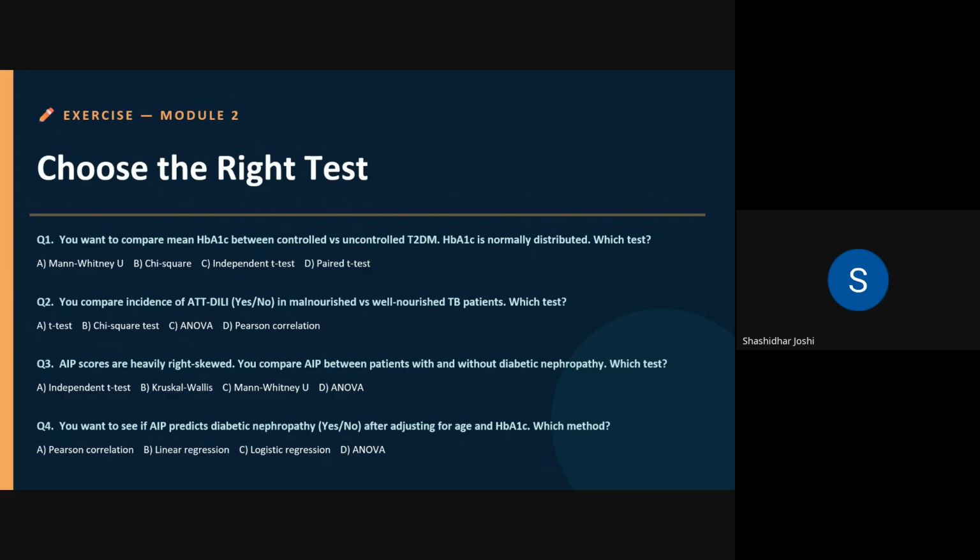Maybe I can go to the fourth question. You want to see whether AIP predicts diabetes. Are we using ANOVA in this question number 2? No, we are not using ANOVA. Remember, I didn't touch base on ANOVA at all because ANOVA is a bit more complicated. If you have more than two treatment groups, then we go for ANOVA. But in none of the research questions do we have more than two treatment groups. In general, I'm saying, you may.